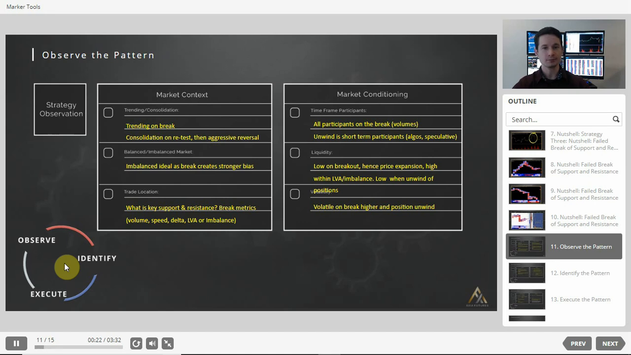Now, by now, this is obviously the third template we've completed. You're starting to get the hang of what's expected of you when filling in these templates. So let's get straight into it.